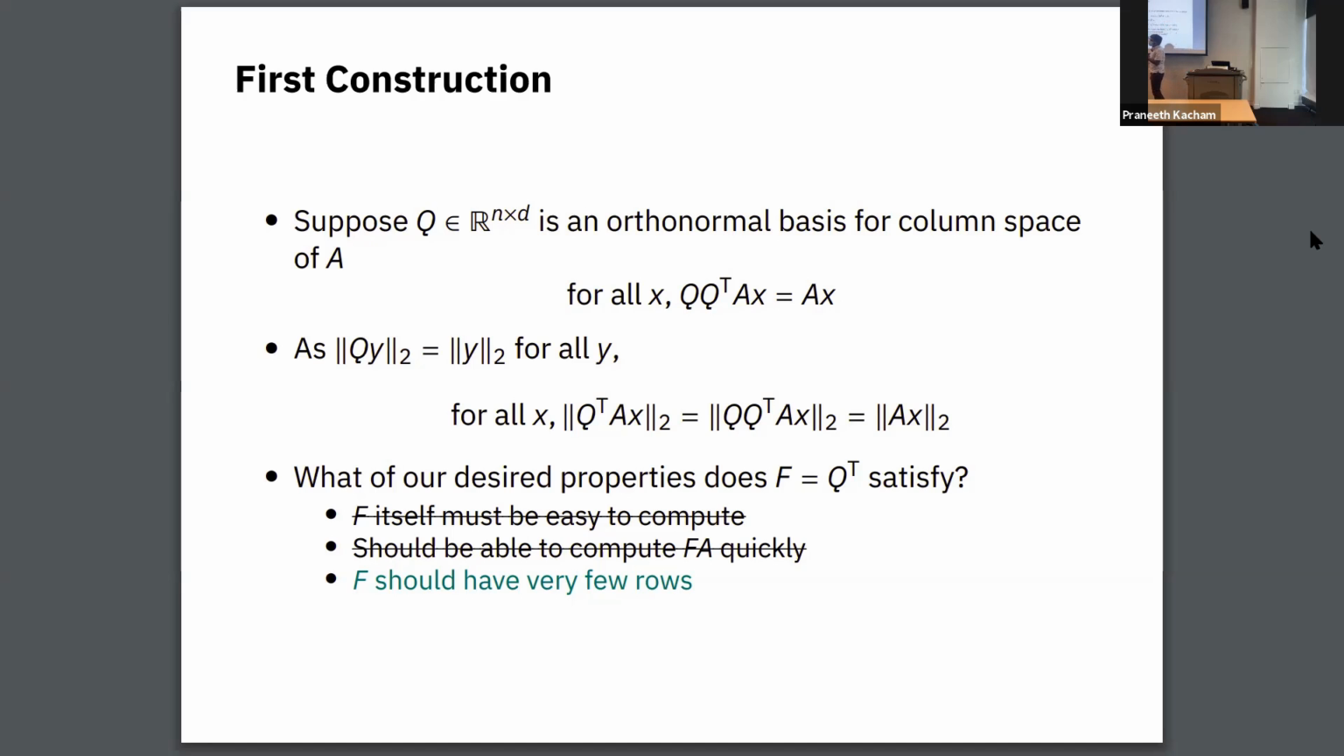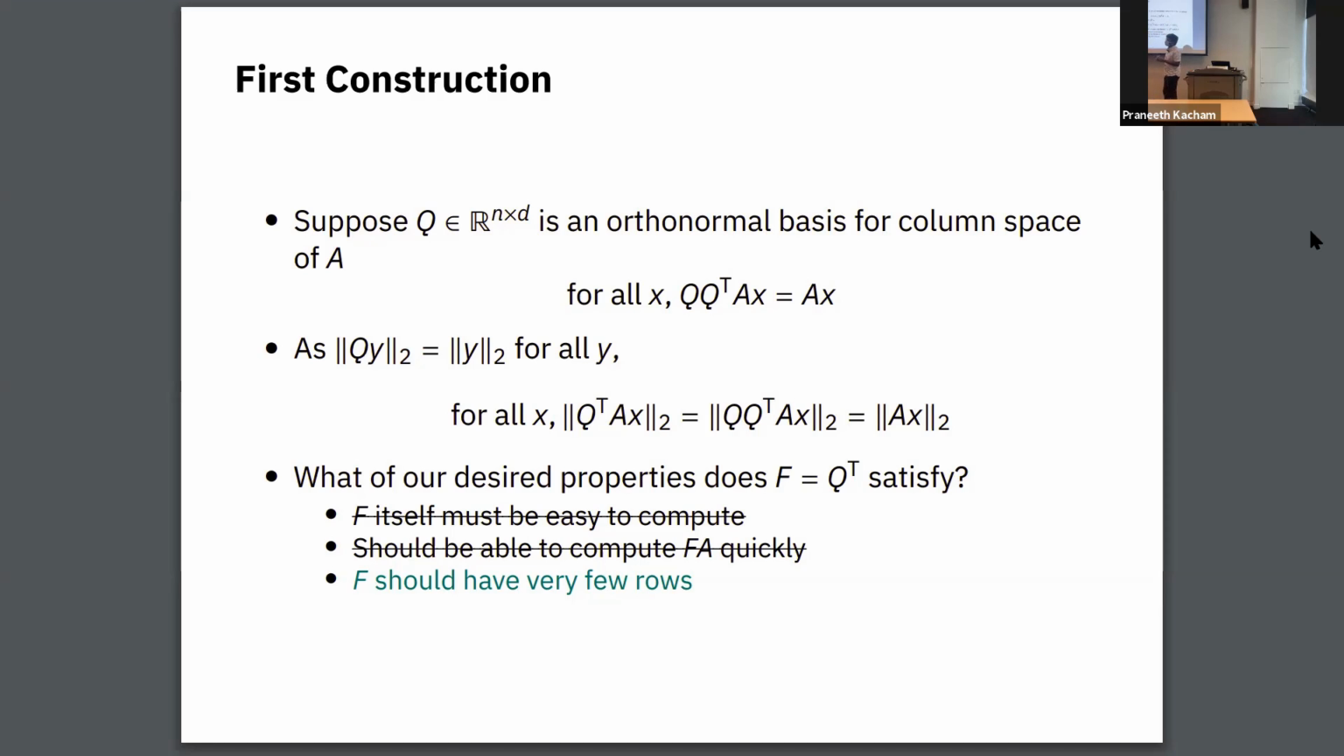And as I said, Q's columns are orthonormal. So by the Pythagorean theorem, for any vector y, the Euclidean norm of Qy is equal to the Euclidean norm of y. So these are the two properties we have for Q. Now consider this Euclidean norm of Q transpose Ax. By this property of orthonormality of Q, this is equal to the Euclidean norm of QQ transpose Ax, which is exactly the Euclidean norm of Ax.